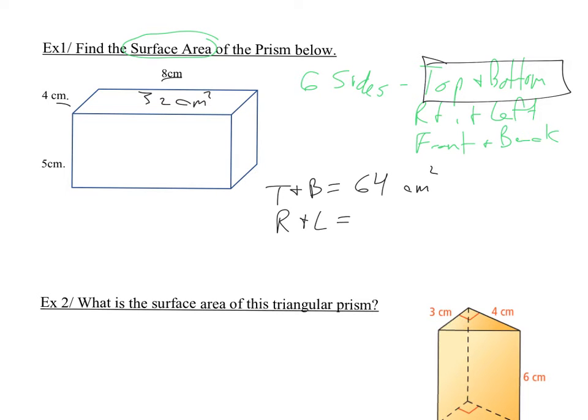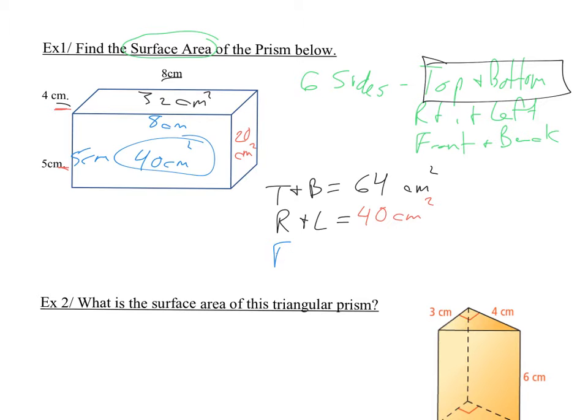The right side and the left side, well, that's 4 times 5. So that would be 20 square centimeters. Well, if those are congruent, 20 square centimeters and 20 square centimeters would be 40 square centimeters. And then if I'm looking at the front and the back, that would be 8 centimeters by 5 centimeters, or 40 centimeters squared for the front and the back.